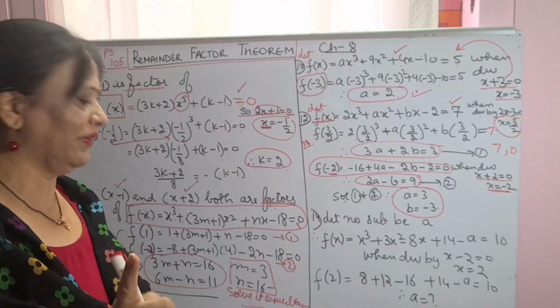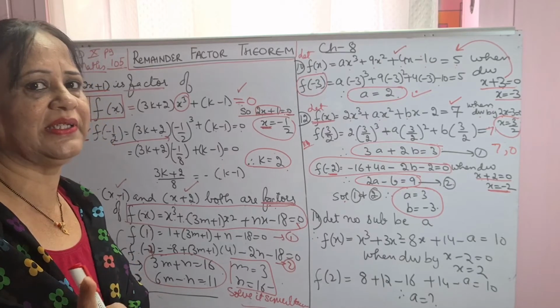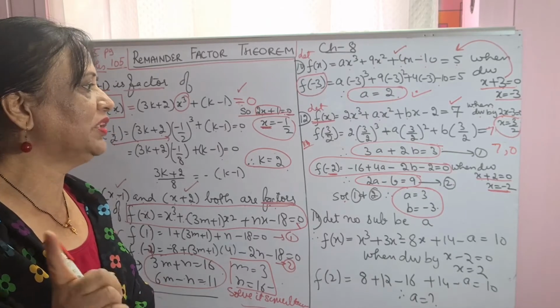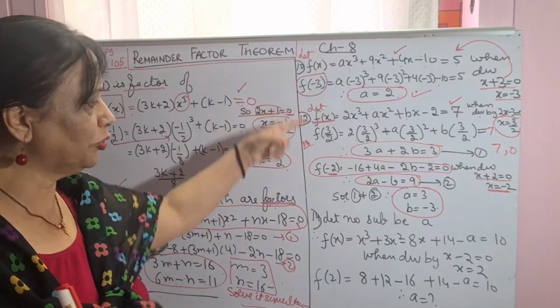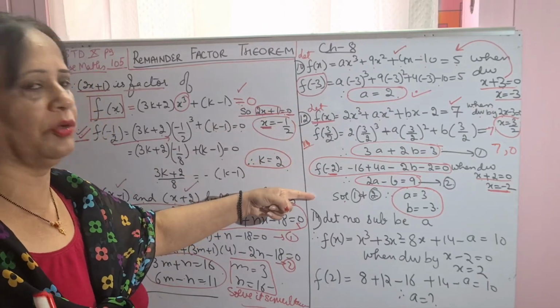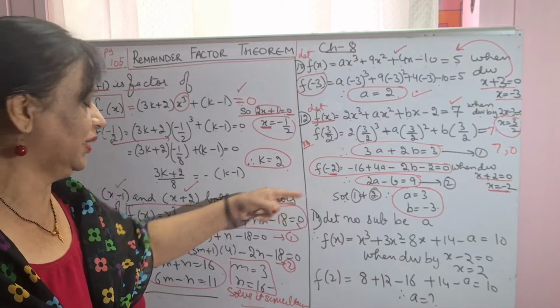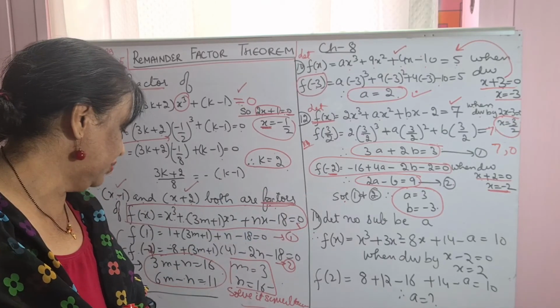First the remainder was 7 when it was divided by 2x minus 3, and second the remainder was 0 when it was divided by x plus 2. I hope you followed how to present it. This is the way you are going to go for ICSE presentation. Then similarly moving on to question number 14.